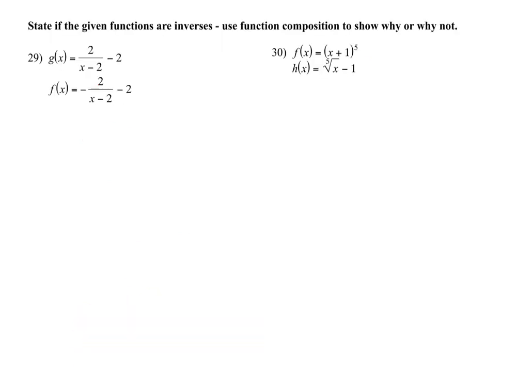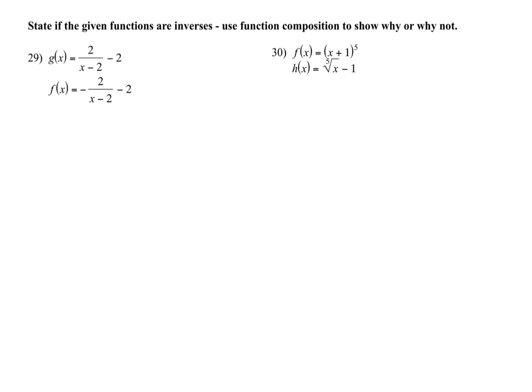This last section says, state if the given functions are inverses, use function composition to show why or why not. So when you are trying to figure out, are these inverses, you're not just going to look at it and flip a coin and say yes, no, right? Because I will count it wrong. You have to actually show me mathematically why they are or are not inverses. And so the way you show me that is you do composition between the two functions.